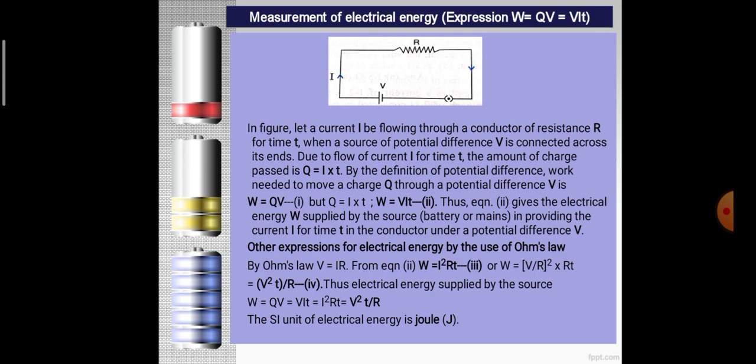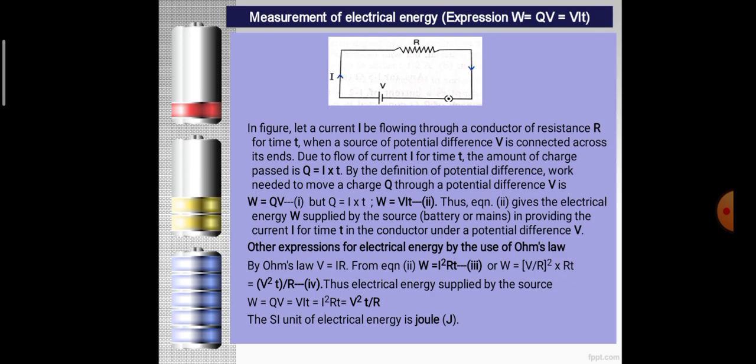By definition of potential difference, the work needed to move a charge Q through a potential difference V is W = Q × V. But we know Q = IT. Therefore, replacing Q, we have W = V × I × T. Thus, equation 2 gives the electrical energy W supplied by the source in providing the current I for a time period of t seconds in the conductor under a potential difference V.